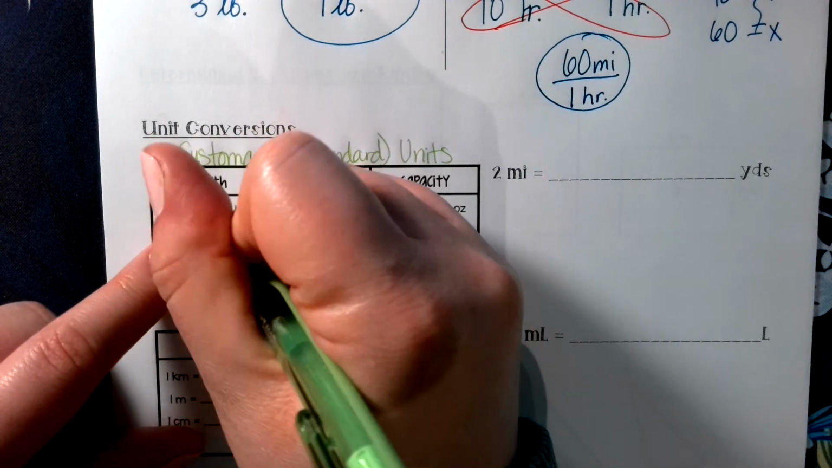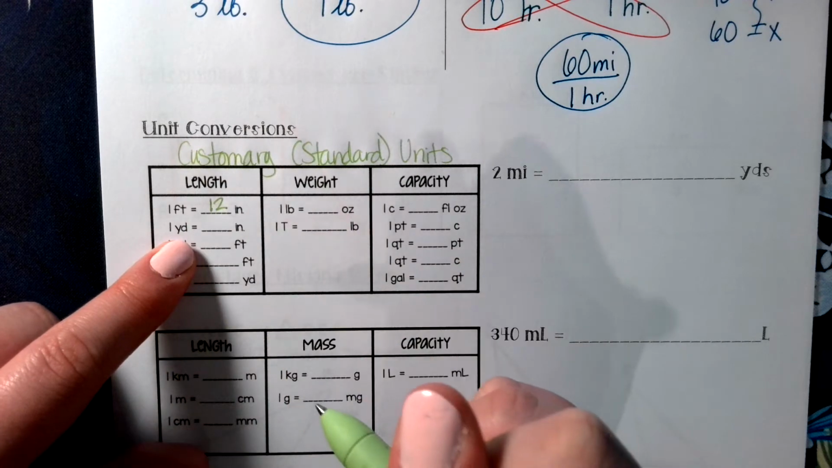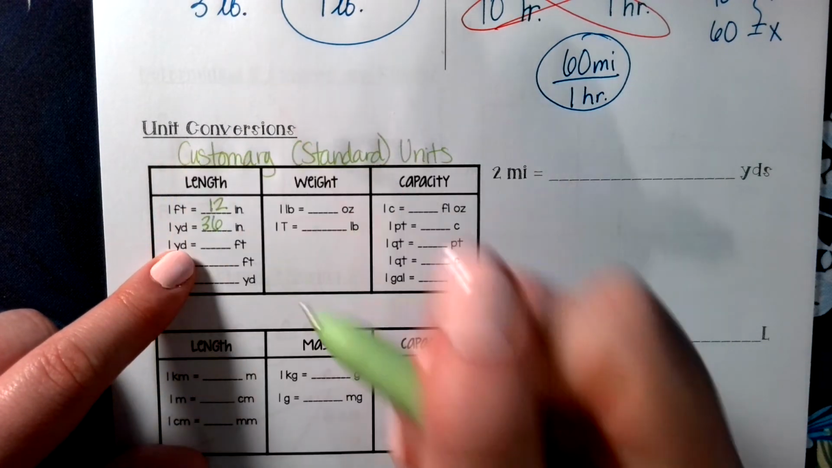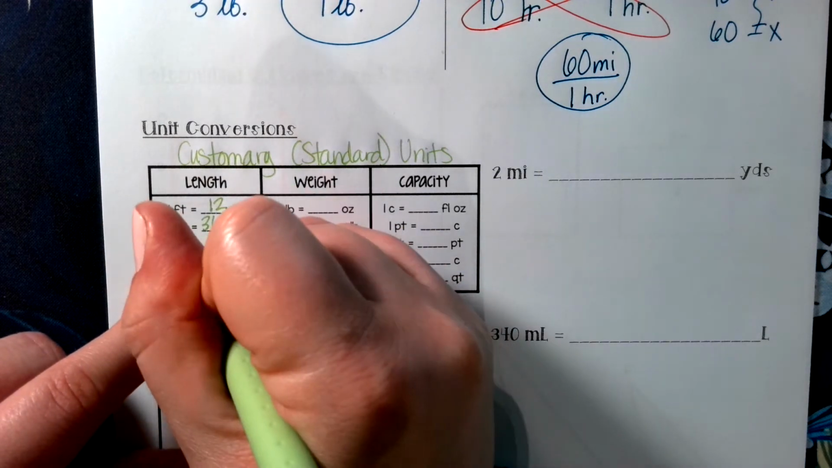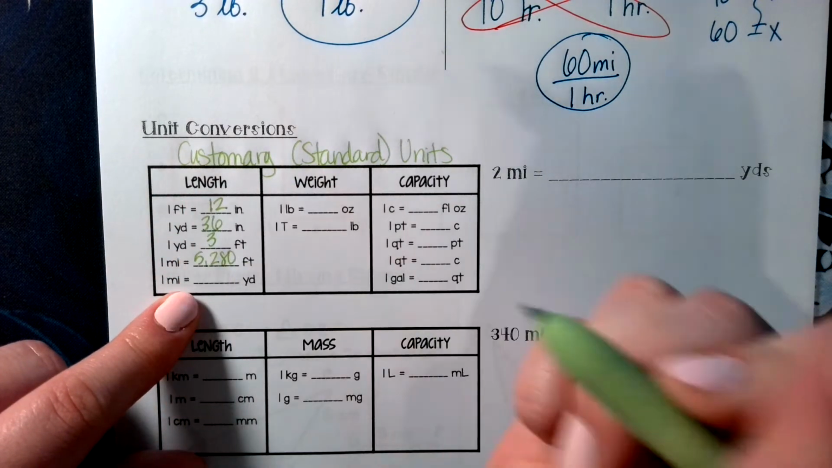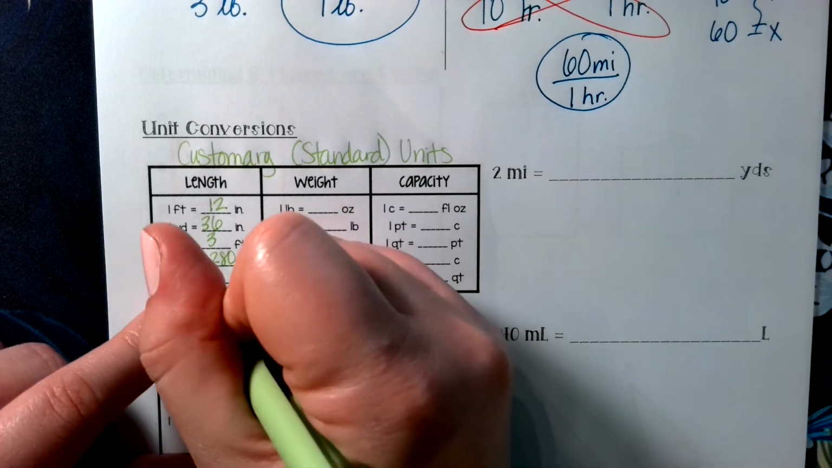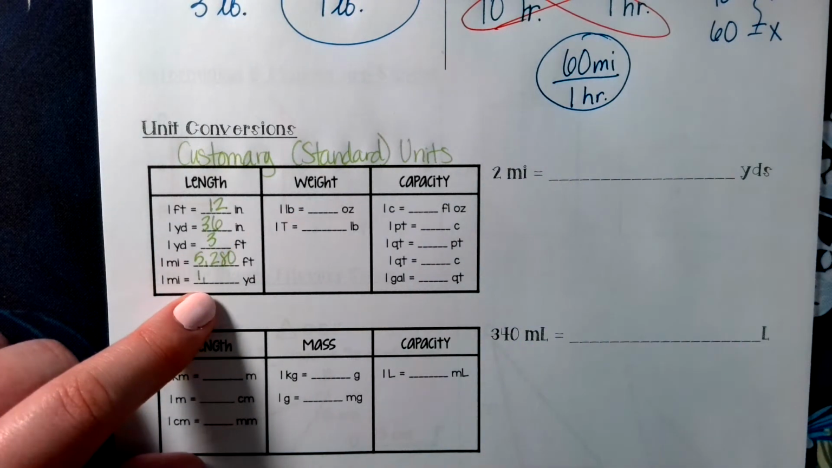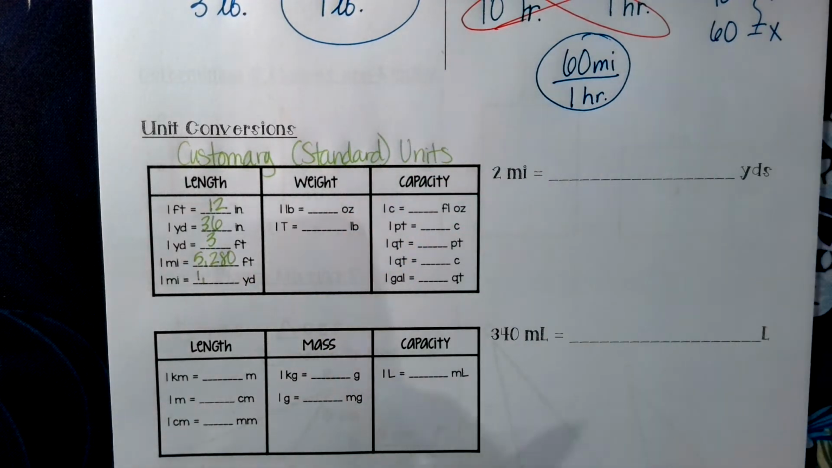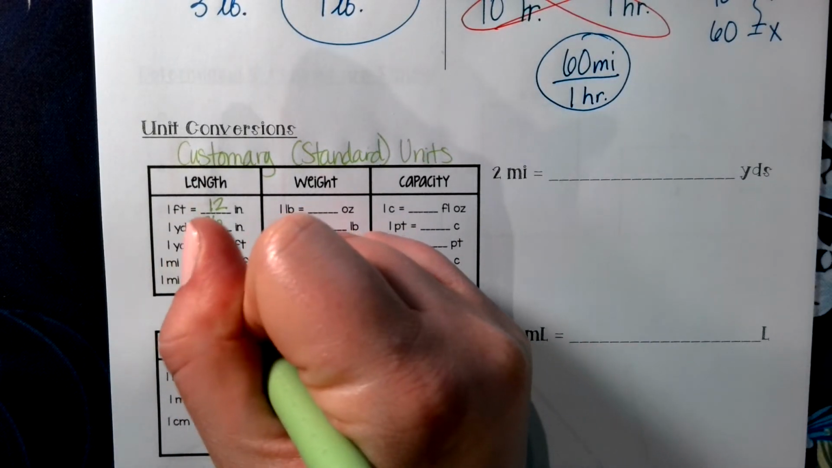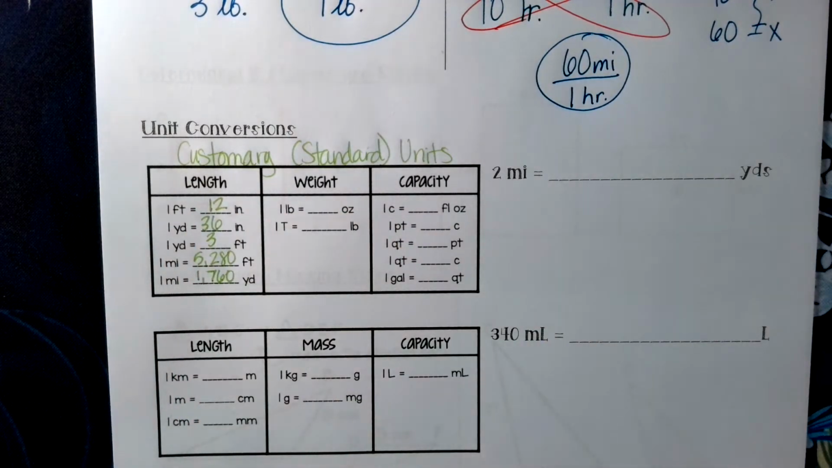1 foot is 12 inches. 1 yard is 36 inches. 1 yard is 3 feet. 1 mile is 5,280 feet. 1 mile is 1,760 yards. I gotta do this math in my head. 5,280 divided by 3. 1,760. It's too early for my brain to work.